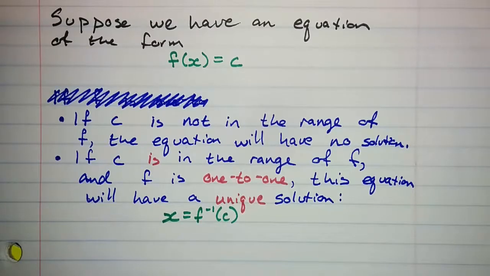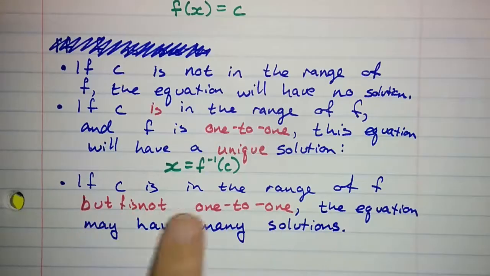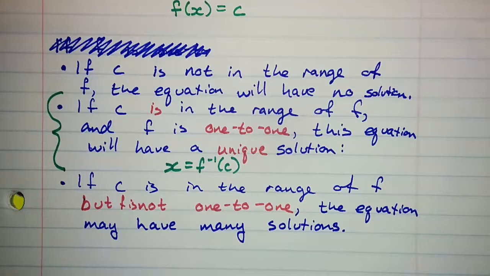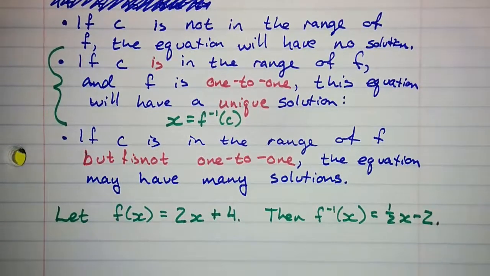But there's another thing that can happen. If c is in the range of f, but f is not one-to-one, the equation may have many solutions. Now, this is the situation that we're used to with linear equations in one variable. We're used to seeing, for example, suppose we have the function f of x equals 2x plus 4. Then, and you should confirm this on your own, f inverse is 1/2 x minus 2.